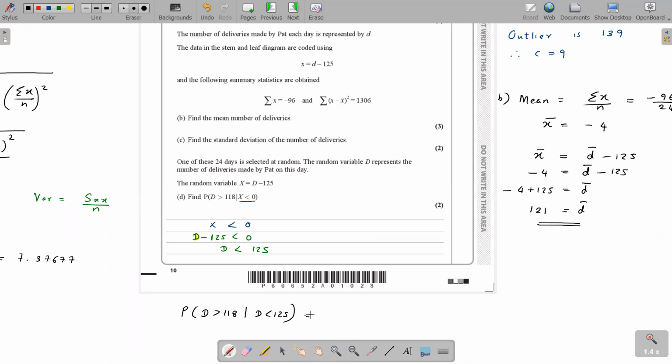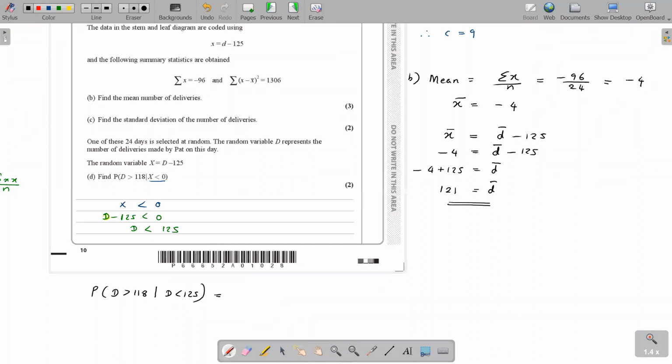So you remember how to work with a given that? If I use the formula, it's easy. On top, what should you write? This is A given B. On top, you write probability of A intersection B, over probability of B. Are you all with me? So the intersection is D greater than 118 intersection D less than 125, over the probability that D is less than 125. Are you with me? Okay, then let's get the answers here.